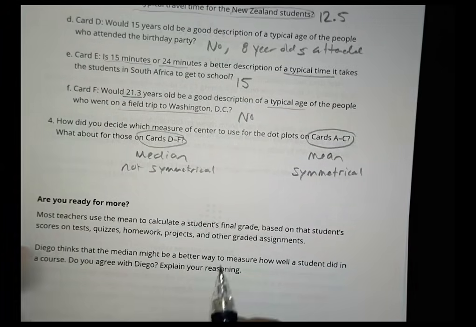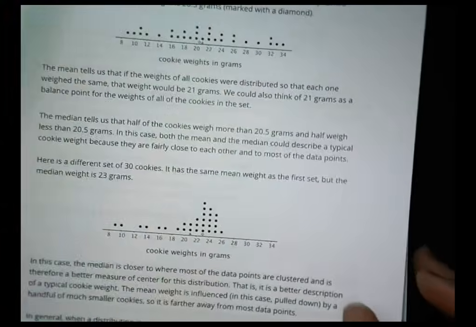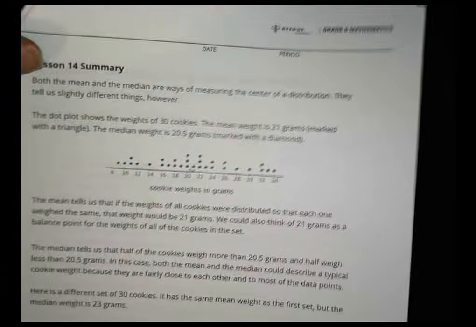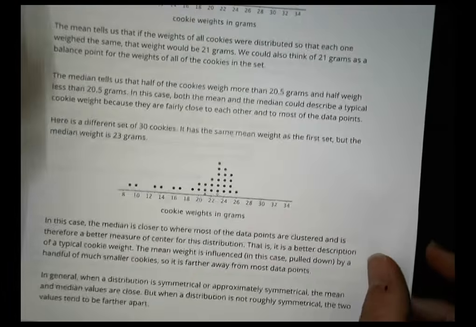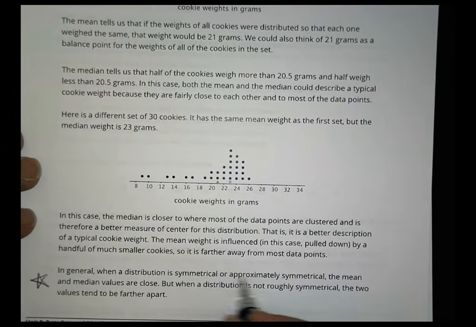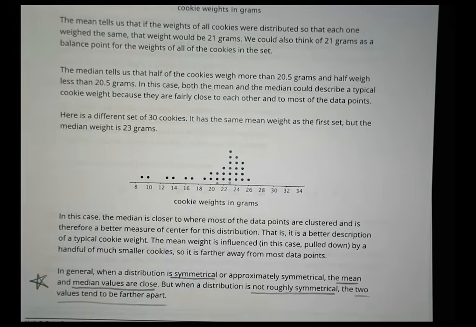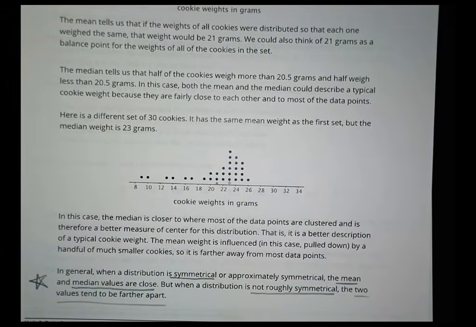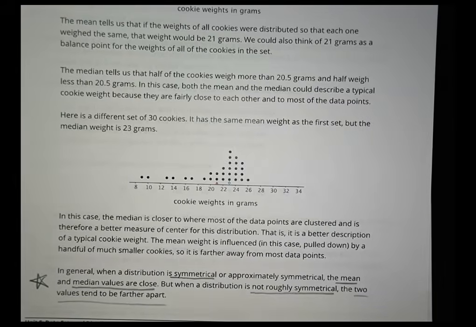All right? Okay, so in summary, we're going to look at the last paragraph of this whole summary page. You can read it all if you like, but the last paragraph is probably the key takeaway here. In general, when a distribution is symmetrical or approximately symmetrical, the mean and median values are close. So when it's symmetrical, mean and median values are close together. But when a distribution is not symmetrical, the two values tend to be farther apart. And then you have to decide which one's better to use, and typically it's better to use the median when the values are further apart. All right, we're going to pause there, let you do your homework. We'll come back and check it together in just a few minutes.